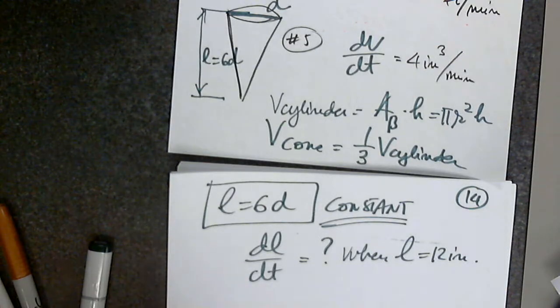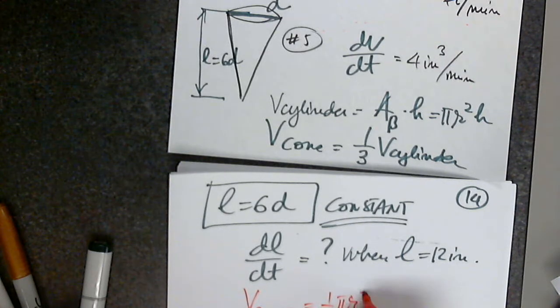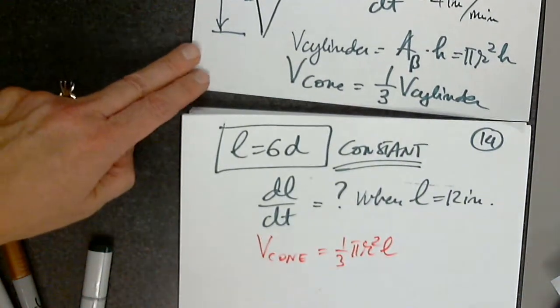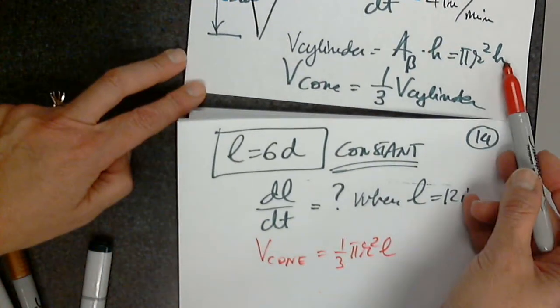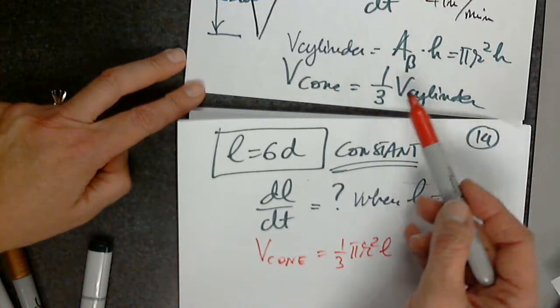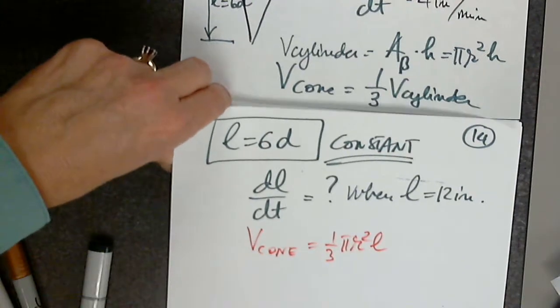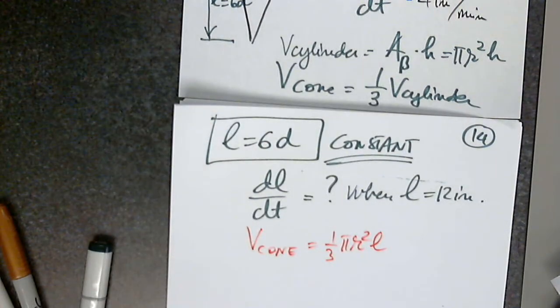With the volume of the cone. So the volume of the cone is 1/3 pi r squared times the length, or height. Pi r squared height is the volume of the cylinder. So the volume of the cone has 1/3 in front. Okay. What do I know?